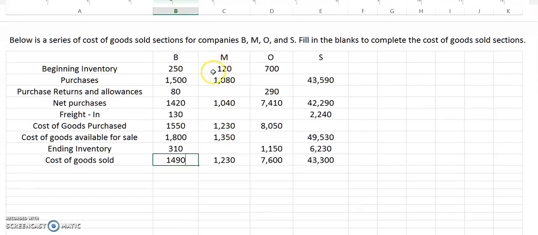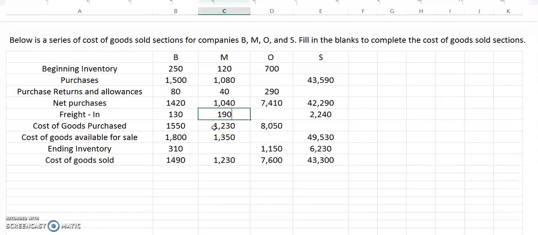Company M has a beginning inventory of $120. Their purchases are $1,080 and their net purchases are $1,040. So in this case we need to figure out the purchase returns and allowances, and to do so we need to subtract the net purchases from the purchases, which would give us an amount of $40 for purchase returns and allowances. Now we need to figure out the freight-in. To figure out the freight-in, we need to take the cost of goods purchased and subtract net purchases from it, which gives us a total of $190.